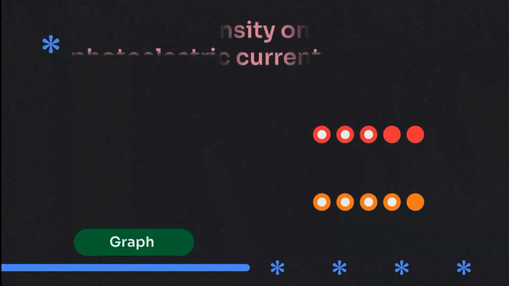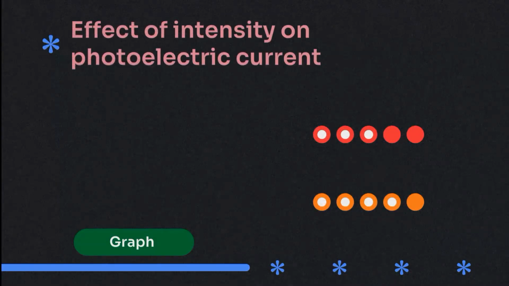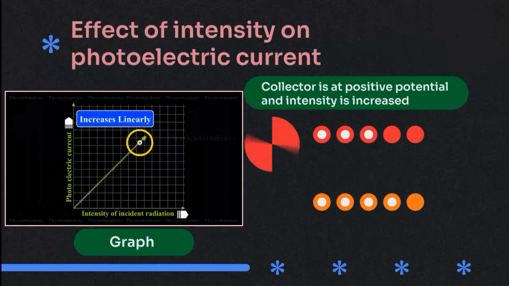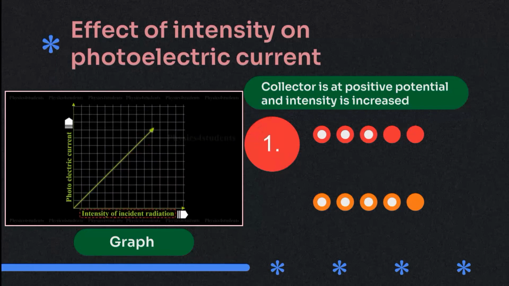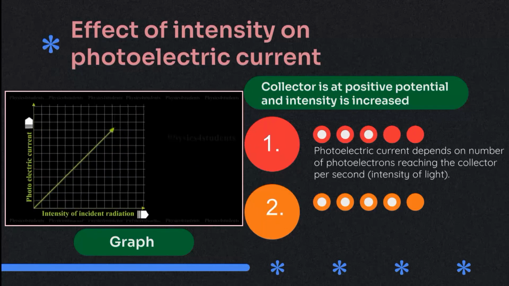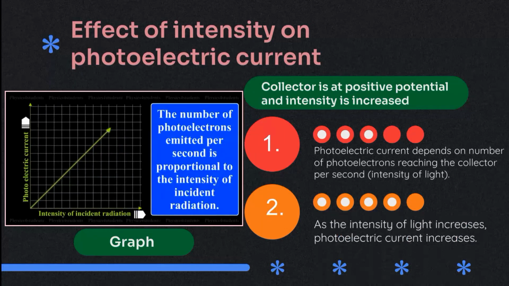In this experiment, it is important for us to understand the effect of intensity on photoelectric current. Here, the collector is at positive potential and intensity is increased. Photoelectric current depends on the number of photoelectrons reaching the collector per second, that is, the intensity of light. As the intensity of light increases, photoelectric current also increases.